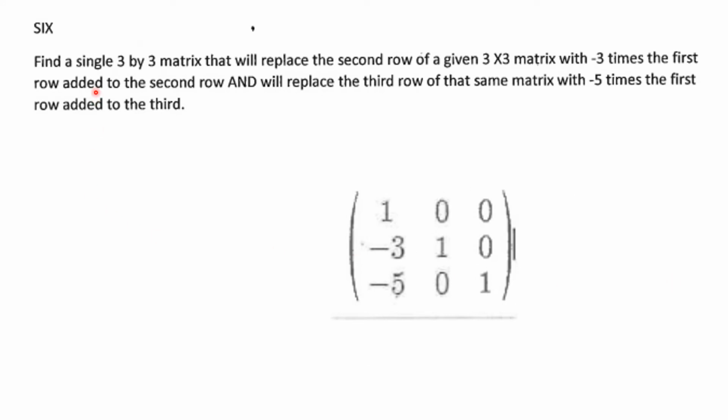Number 6, the question asks you to find a 3 by 3 matrix that will replace the second row of a given 3 by 3 matrix with minus 3 times the first row added to the second row. Well, that means you have to have minus 3 and 1 here. But then you will also want to replace the third row of that same matrix with minus 5 times the first row added to the third, and that would be this. And so, but we said a single matrix, it could be the product of the two elementary matrices, but this is the single matrix that will do both of these things.